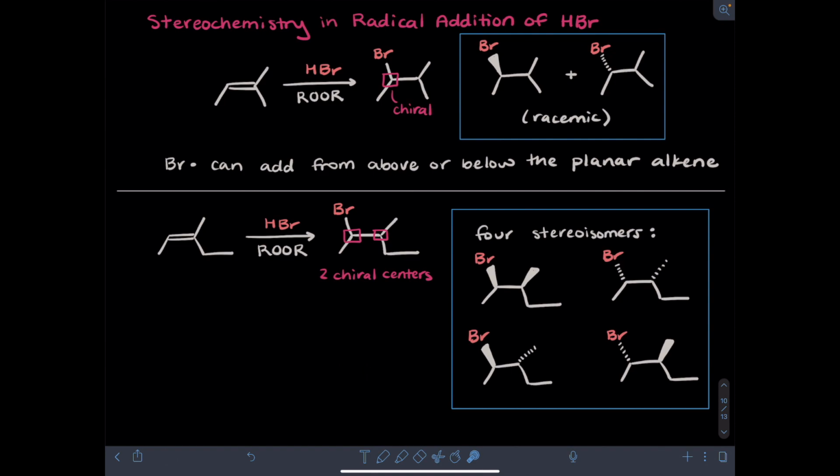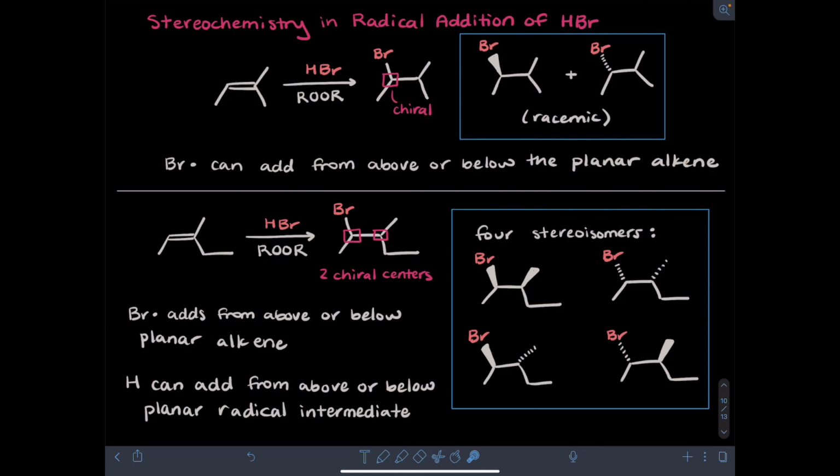In one of these, the bromine added as a wedge, and a hydrogen that isn't shown added as a dash. In one of these, bromine added as a wedge, and the hydrogen not shown added as a wedge as well. In another, bromine added as a dash, and hydrogen added as a wedge, not shown. And in the last, bromine added as a dash, and hydrogen added as a dash, also not shown.